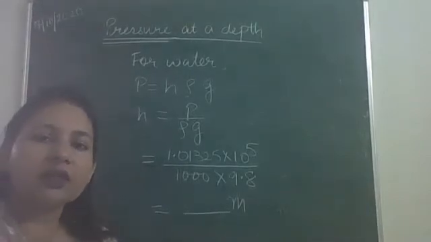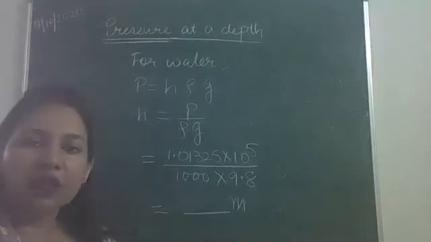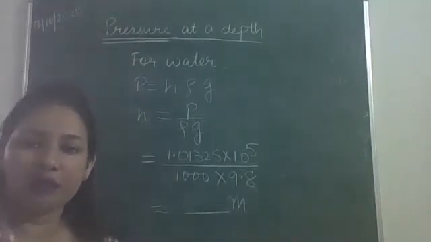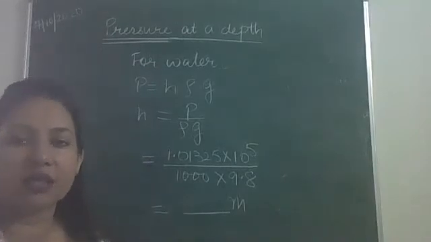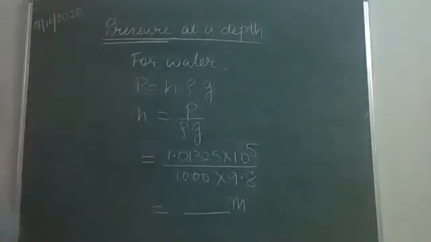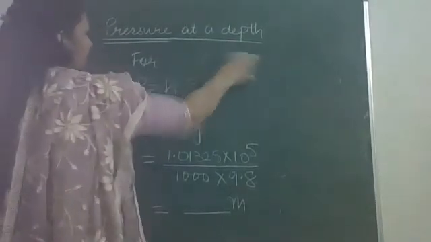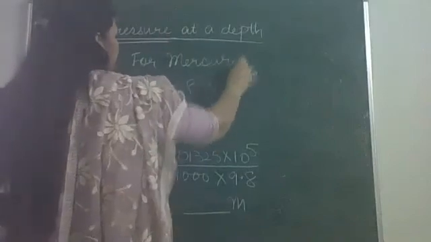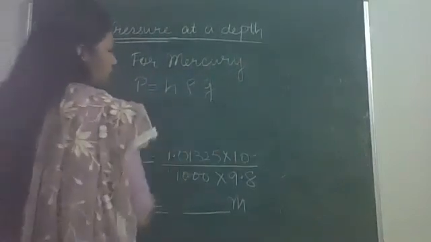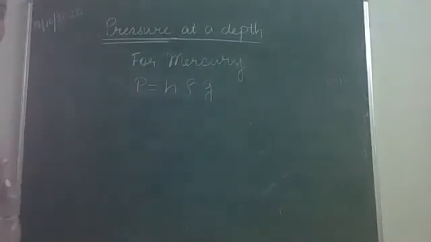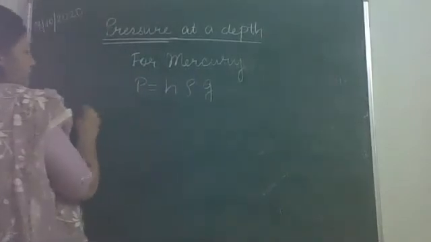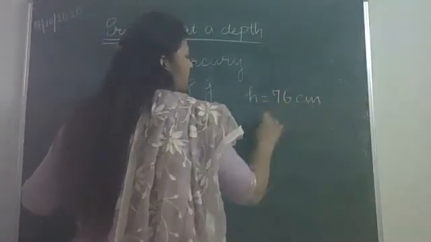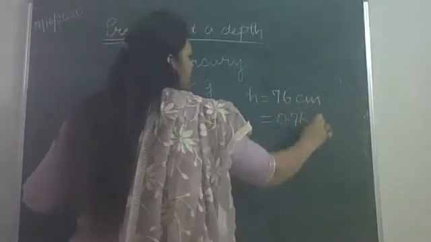Now let us calculate the pressure that we get from a mercury barometer. So the standard height of the mercury column, I told you, is 76 centimeter. So let us calculate pressure using that data now. So for mercury, calculate this pressure. Height of the mercury column is 76 centimeter, that is 0.76 meter.